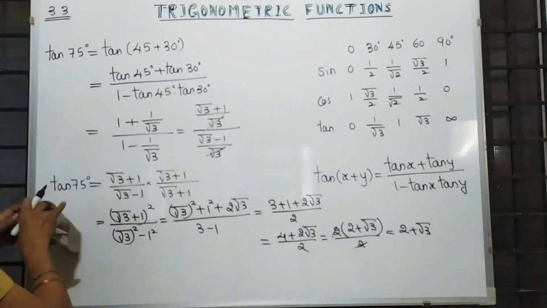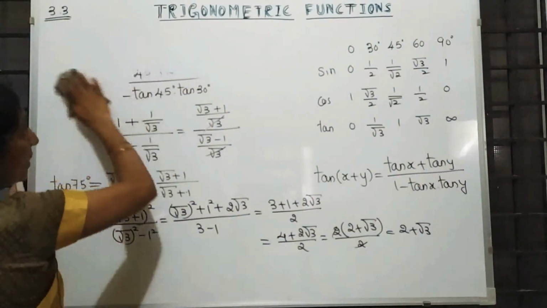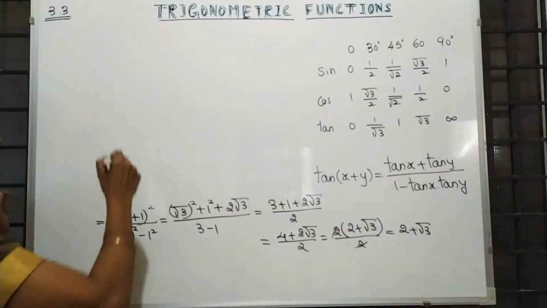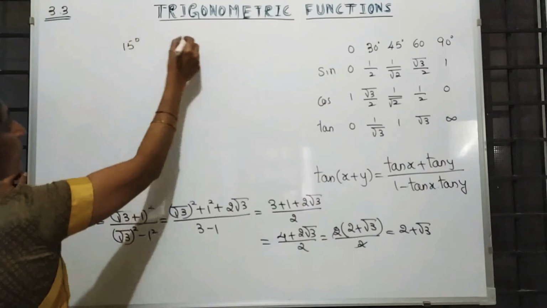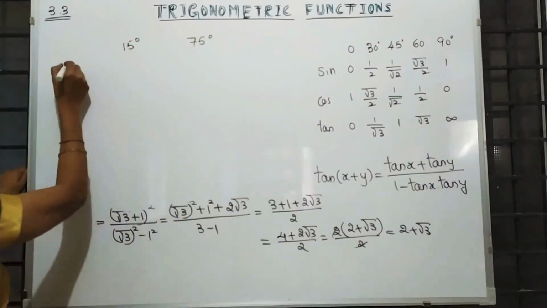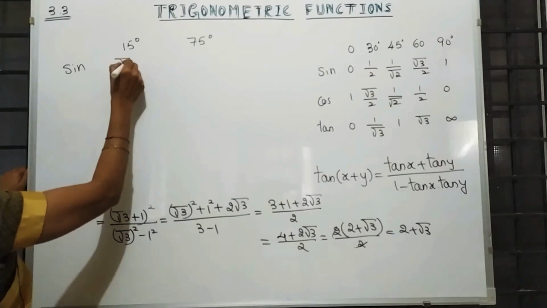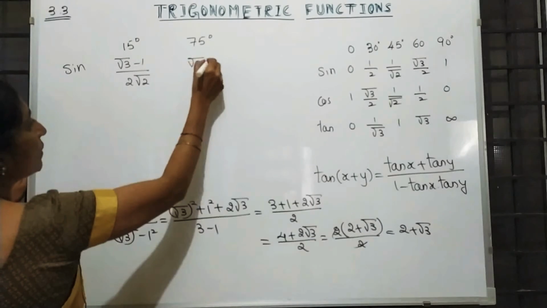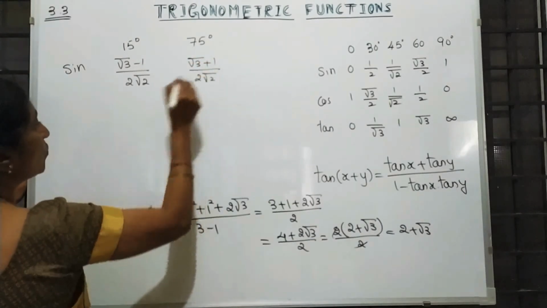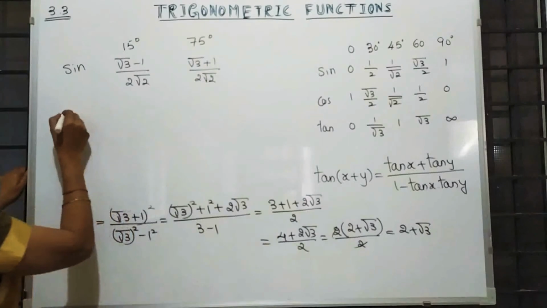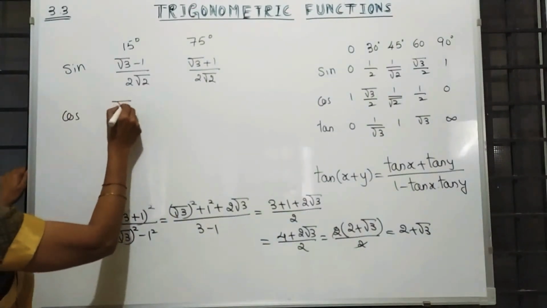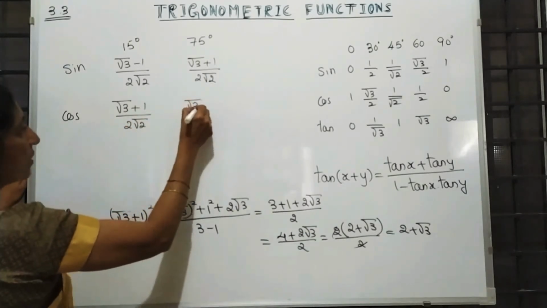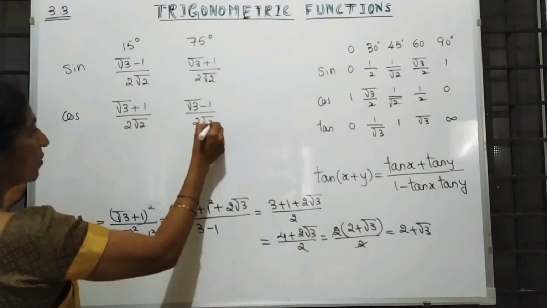So with the help of this, now I will give you one table for your competitive exams. Please note it down. And you are observing one interesting thing there. It is 15 degree, 75 degree. Sin 15 degree is root 3 minus 1 upon 2 root 2. Sin 75 is root 3 plus 1 upon 2 root 2. And for cos, just interchange these values. Cos 15 is root 3 plus 1 upon 2 root 2. Cos 75 is root 3 minus 1 upon 2 root 2.